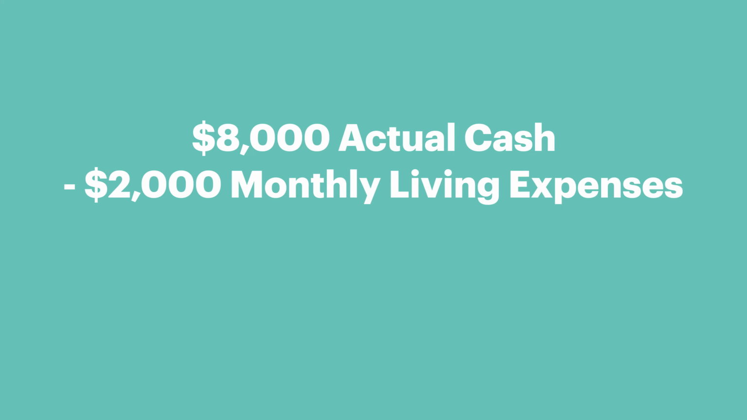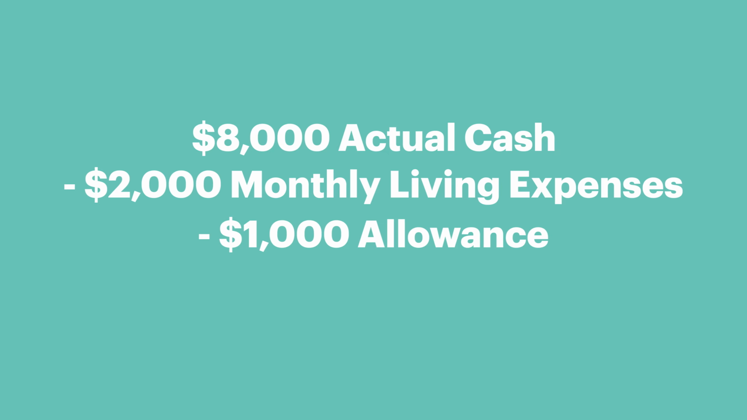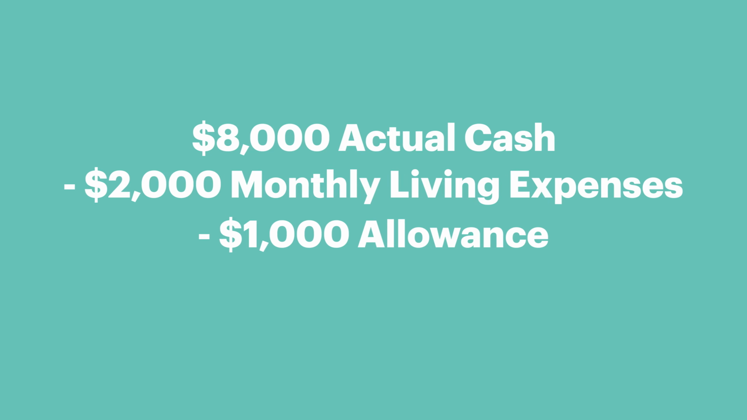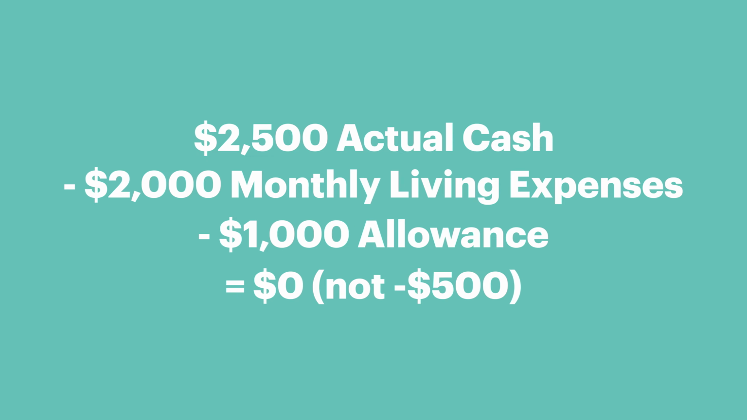So if you have $8,000 in cash and your monthly living expenses are $2,000, your includable cash would be $5,000: $8,000 actual cash, less $2,000 living expenses, as determined by the IRS, less $1,000 equals $5,000. However, if in the previous example you only had $2,500 in actual cash, you would simply report zero, okay, not negative $500 as your includable cash.